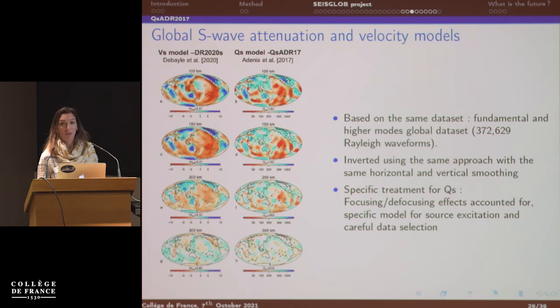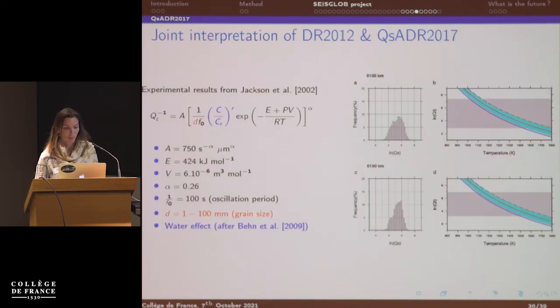So they are self-consistent. There are just some specific treatments for attenuation, some corrections, but otherwise they have been done with exactly the same procedure. So what can we say about the Earth's mantle using these two pieces of information now?